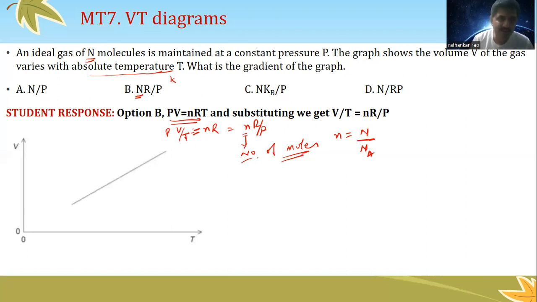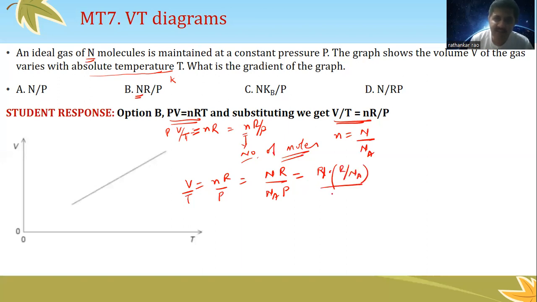Okay. So what we'll do is let us take up this equation once again. Therefore, V by T is equal to nR divided by P. And instead of n, I'll substitute this value, N by Na. So V by T is equal to N into R by Na, divided by P. I am grouping this. What is R by Na?